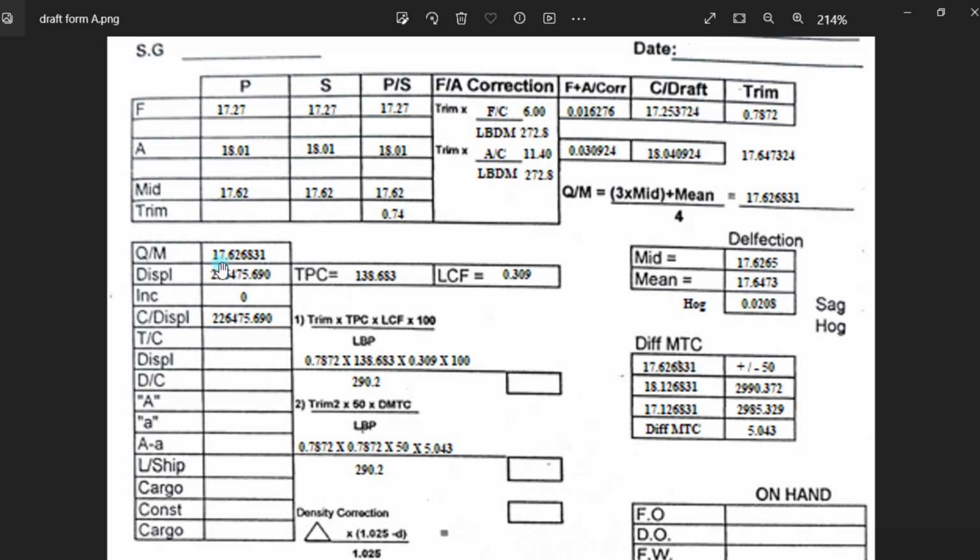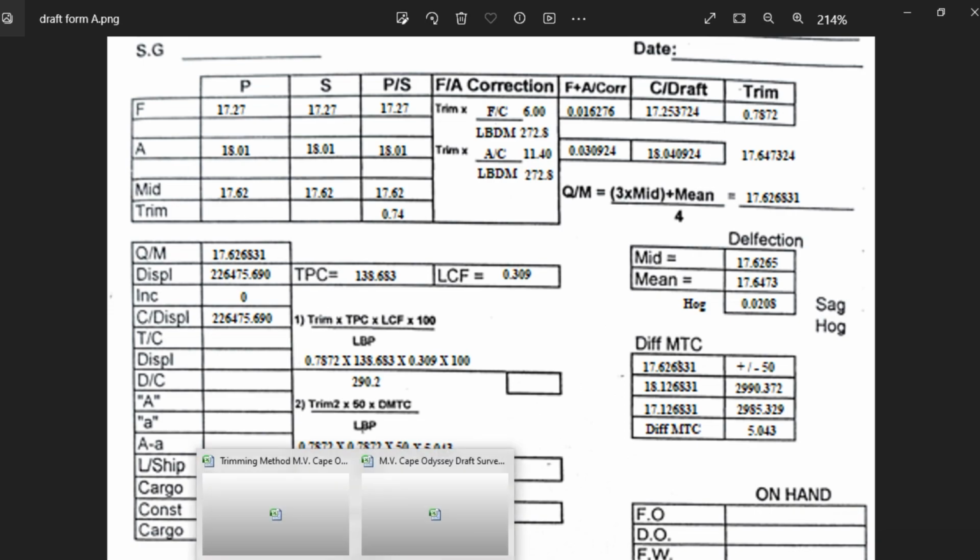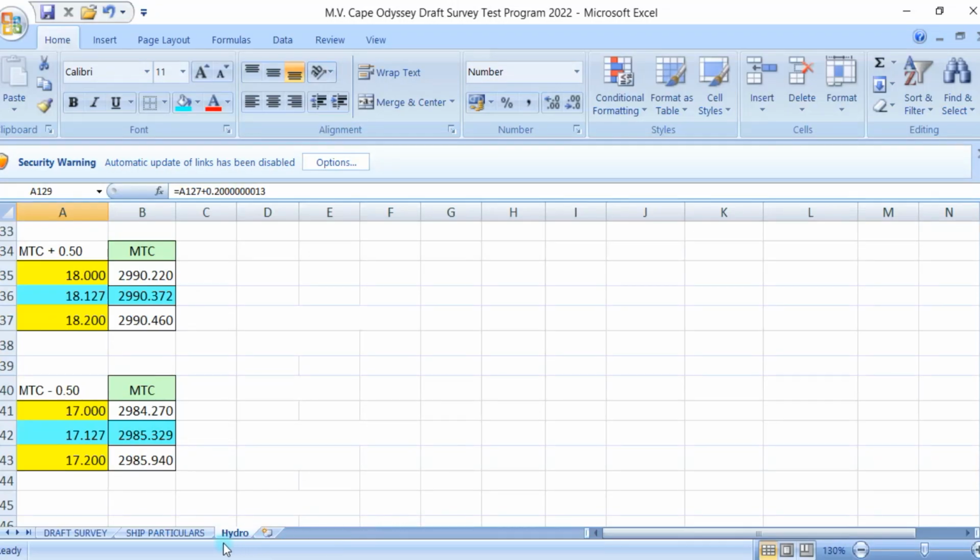displacement of this quarter mean of 17.62622831. Okay, aside from direct interpolation from this quarter mean, we will use the increments. This one we haven't used the increments, but on the other solution we will use the increments. Okay, so this is how we're going to do it. Then we go to hydro.